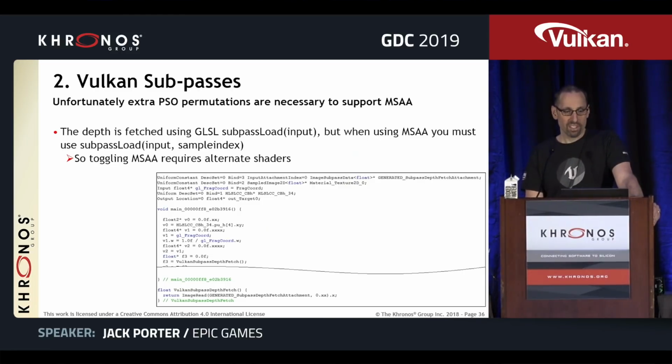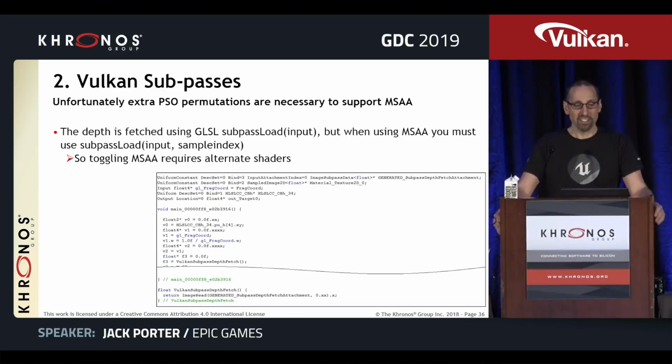Unfortunately, we need an extra PSO permutation to support MSAA. This is because in the GLSL, when we fetch the existing depth value, when not using MSAA, we don't specify a sample index, but when we're using MSAA, we need a sample index. So unfortunately, a user setting to enable or disable MSAA is going to require alternate shaders.